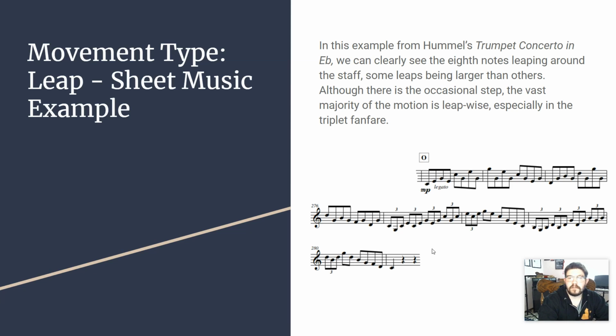However, most of what you're seeing is what we call leap-wise. You have a lot of different leaps. You have spaces between all those notes, especially in this triplet fanfare right here. All of this, there's not a single step in the entire thing with those triplets. Both times that starts up, they are always leaping through those different notes. So this is a great example of what leaping in real music looks like.